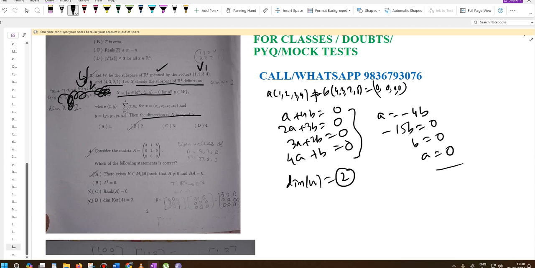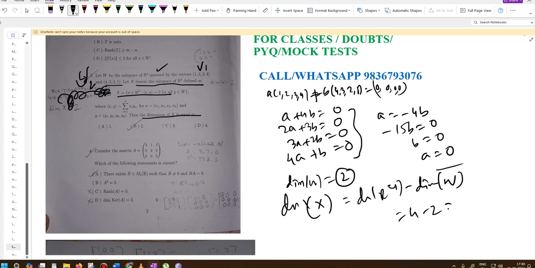Okay, so X is the orthogonal complement of W, so the dimension of X is dim R4 minus dim W, so 4 minus 2 equal to 2. So the dimension of X is 2, so option number B is the correct answer.